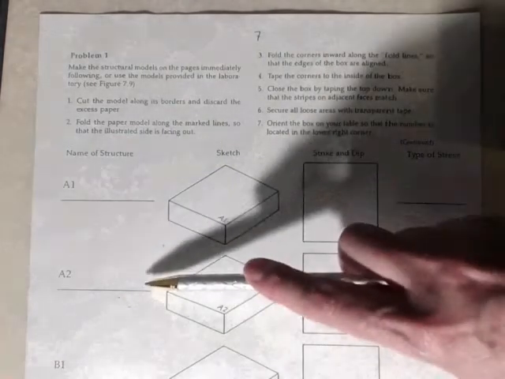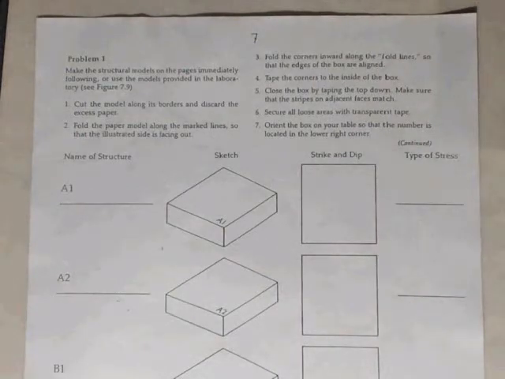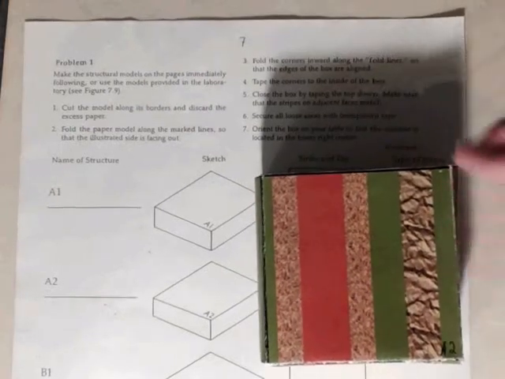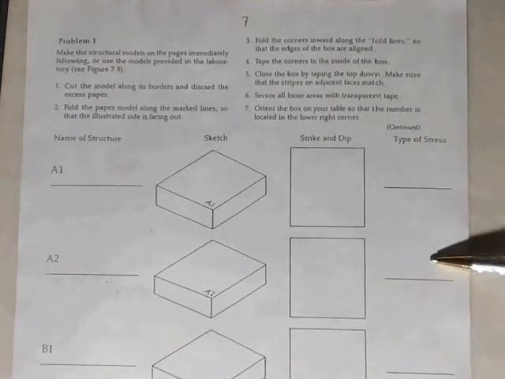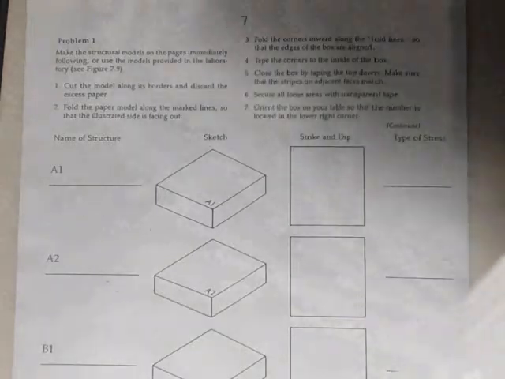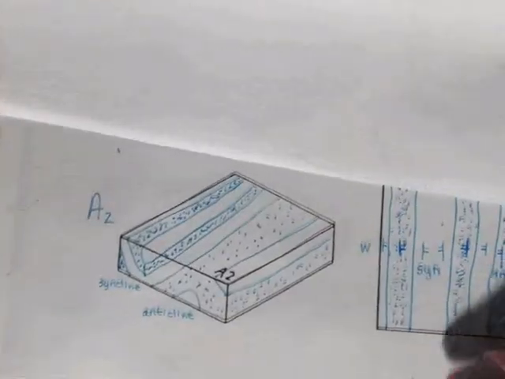We're going to figure out what their structure name is. We're going to put in that strike and dip pattern. For the strike and dip pattern, all you want is the top view. So make sure you're taking time to get those sketches done. And then we're going to arrive at the type of stress that it is. So let's take a look at our A2. Okay, here's A2 now.